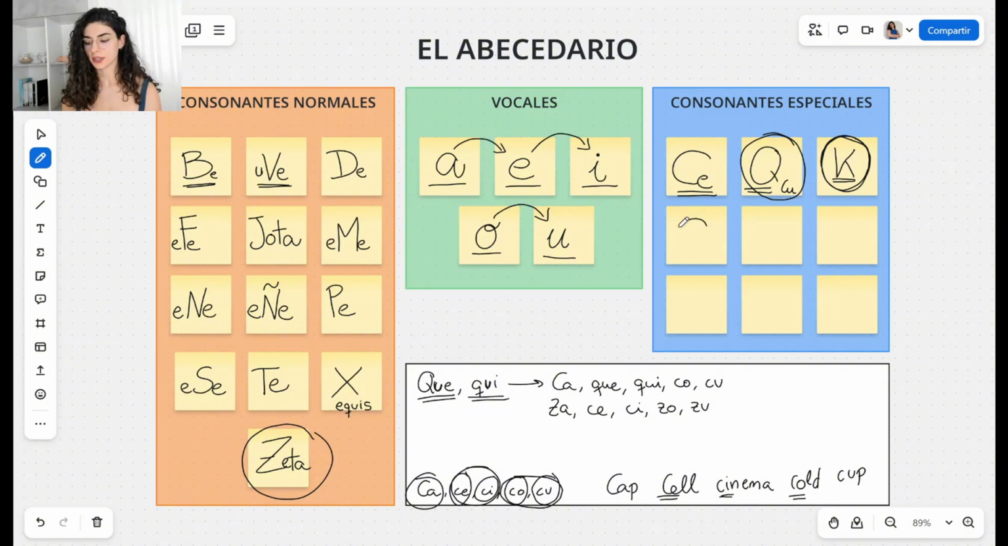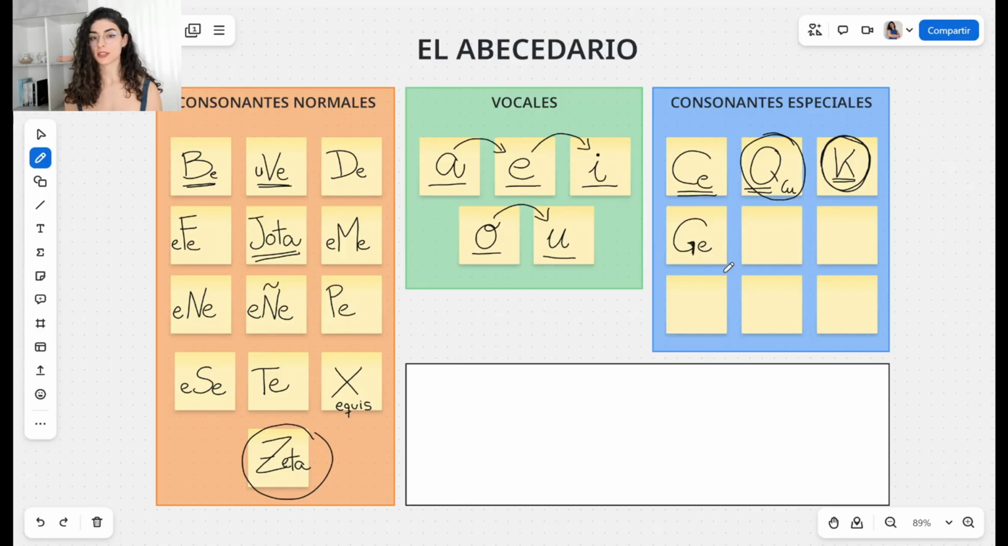Then we have letter G. So this one, if you notice, is going to have the same H sound as letter J. They have the same sound, but this letter is similar to letter C. So if you write all the combinations, this is going to be read like ga, he, hi, go, gu. So he can be written in these two ways, and also he.